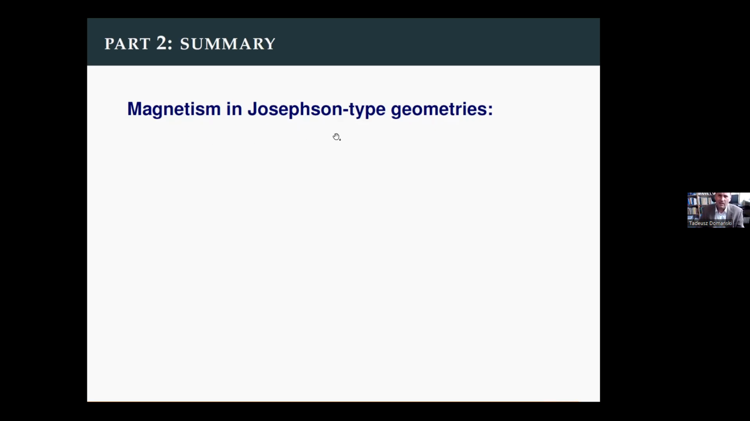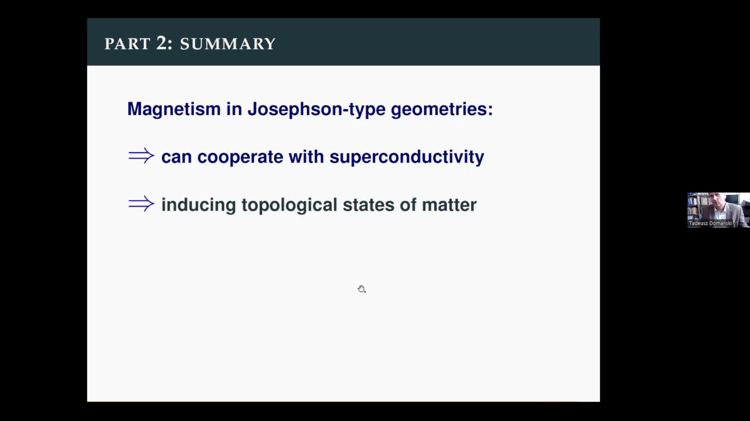electron pairing, like for instance in Josephson type geometries, where due to leakage of Cooper pairs to this linking region, you induce electron pairing. In addition to it, magnetism, either originating from spin orbit locking plus Zeeman field, or by self-organization of classical moments, can have cooperative character, and in particular lead to topological states of matter with boundary modes.